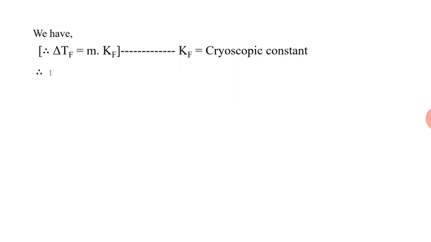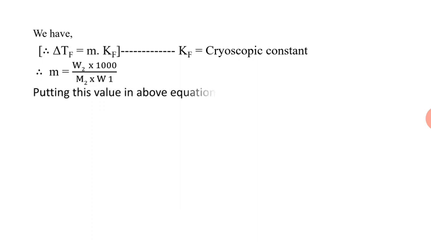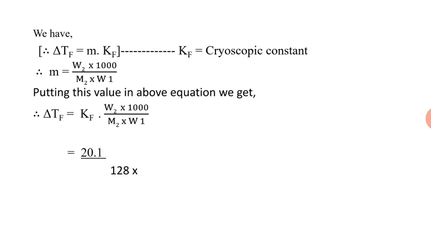See, we have our last equation, delta TF is equal to m into Kf, where Kf is a cryoscopic constant and m is the molality given by the formula W2 into 1000 upon M2 into W1. Putting this value in the above equation, we get delta TF is equal to W2 into 1000 upon M2 into W1 into Kf. Now putting all the values that are given, we get delta TF is equal to 5.316. This is the value of delta TF.